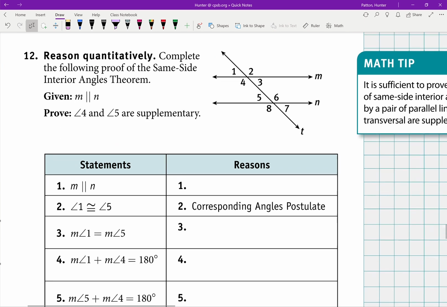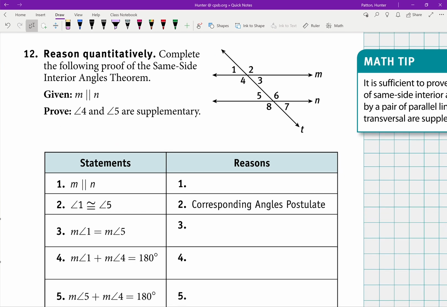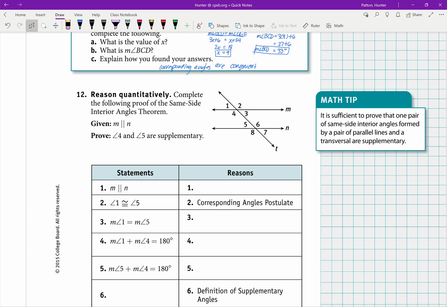All right. Number 12. So what I want you to do is complete number 12 on your own, or attempt to complete number 12 on your own. It's a proof, guys, so it's a little bit scary, but I want you to pause the video and give it a try before I go ahead and go through it, okay?